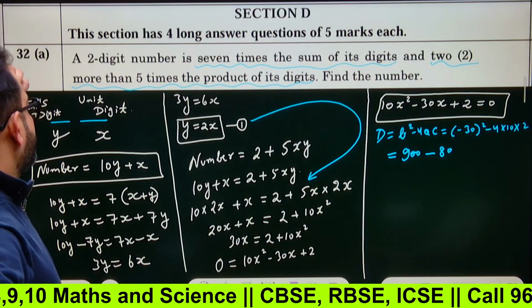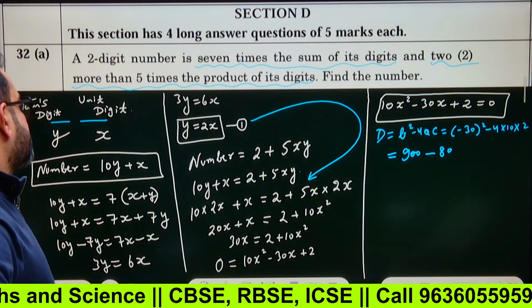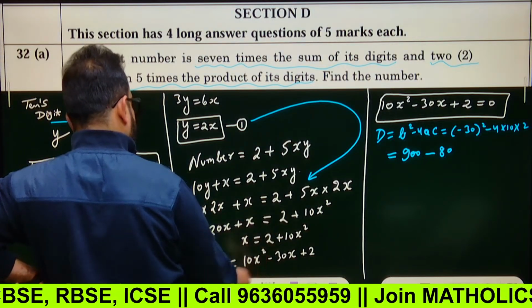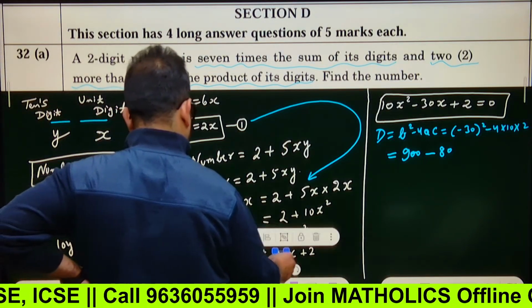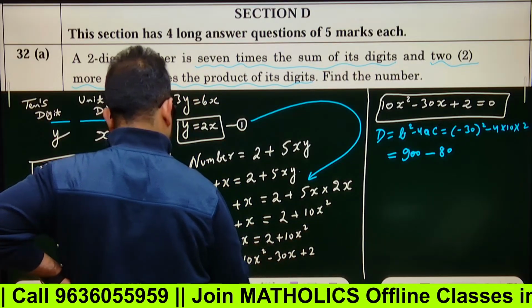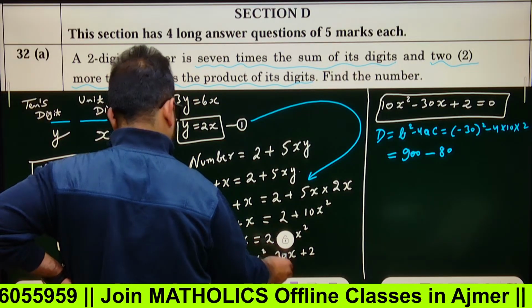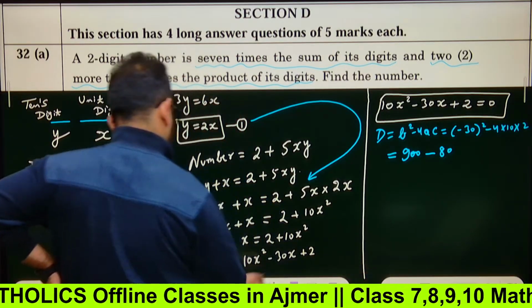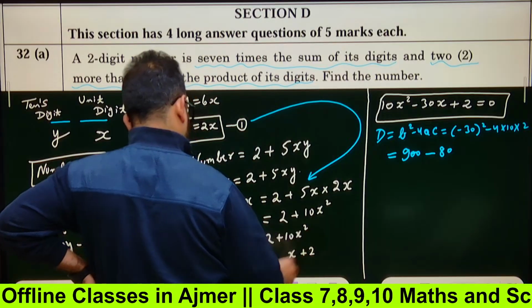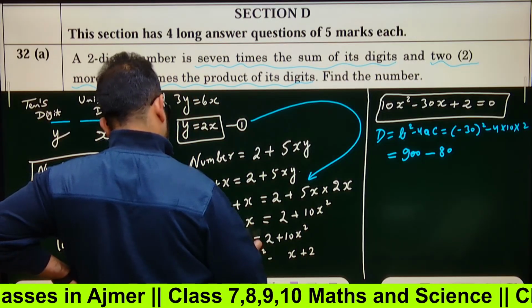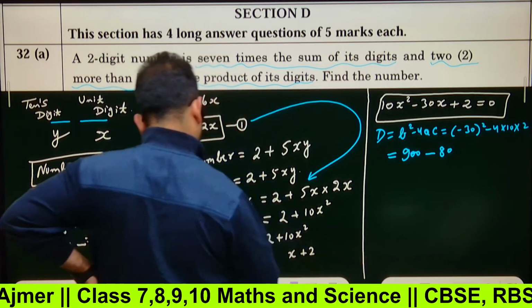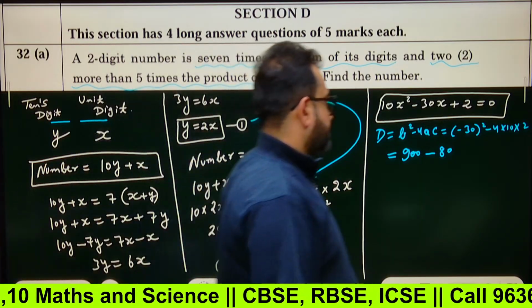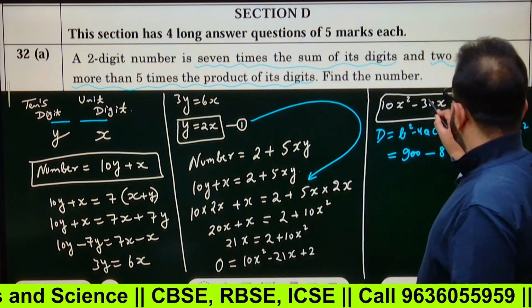10y plus x. So 10 into y means 10 into 2x. 20x plus x. Oh, it is not 30x. It is 21x. Okay, it is 21x. So instead of 30, I should write 21.